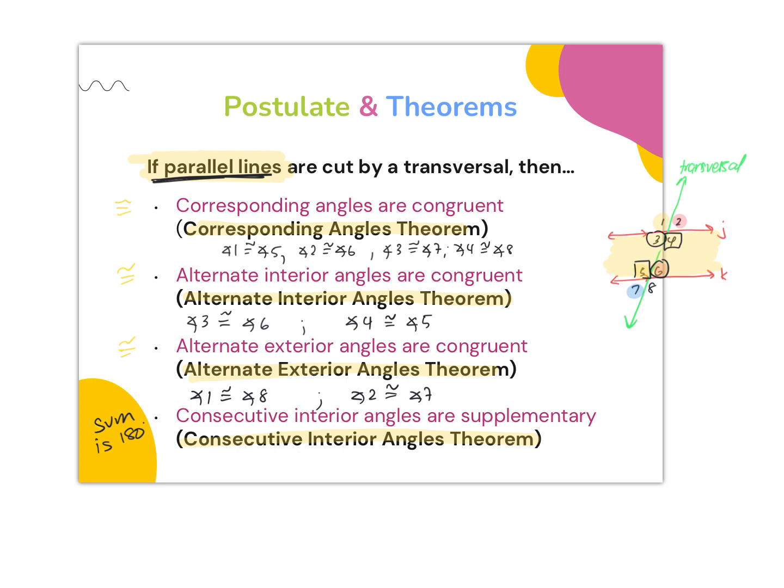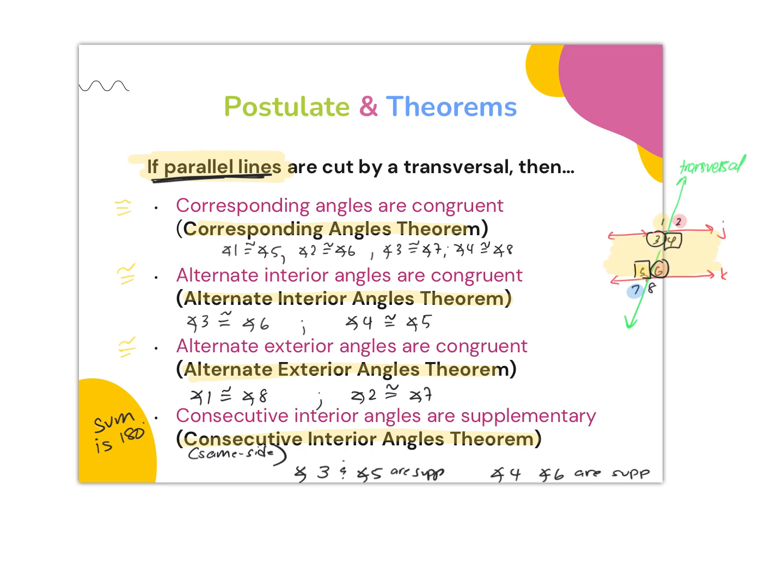And so consecutive interior, remember, these are our same side interior angles. So when I look again in the interior, I know that's 3, 4, 5, and 6. And the interior angle pairs are angle 3 and angle 5, and angle 4 and angle 6. And so what this one tells me is 3 and 5 are supplementary.